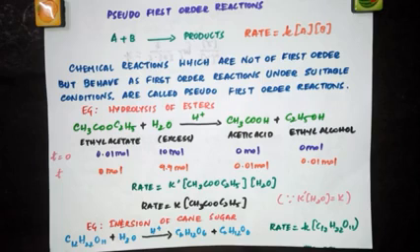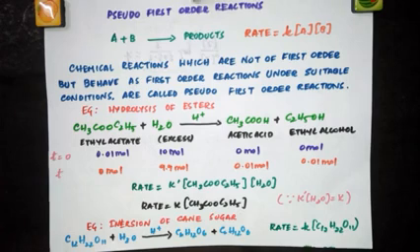A reaction is said to be of first order if the rate of the reaction depends upon one concentration term only, which means it depends upon the concentration of any one of the reactants. Then we call that a first order reaction.